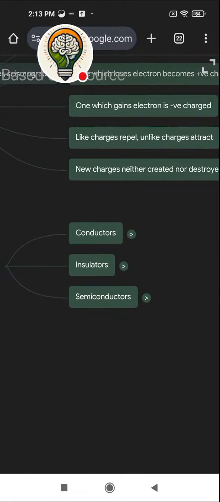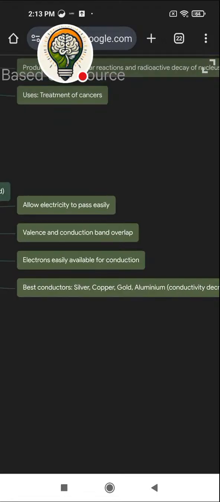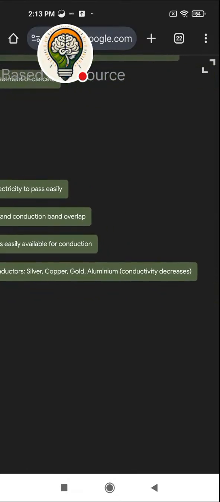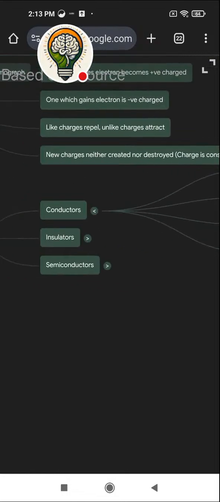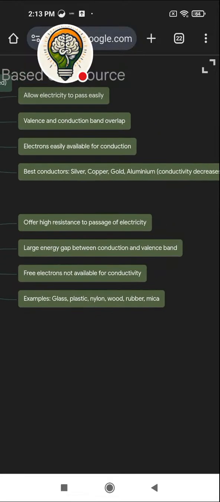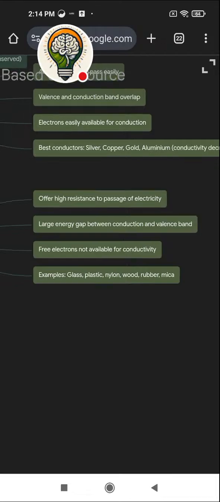Then conductor, insulator and semiconductor. Conductors allow electricity to pass easily; valence and conduction bands overlap, and electrons are easily available for conduction. Best conductors are silver, copper, gold, aluminum. Then the insulator offers high resistance to passage of electricity, with a large energy gap between conduction and valence band, and free electrons are not available for conductivity. Examples: glass, plastic, nylon, wood, rubber and mica.